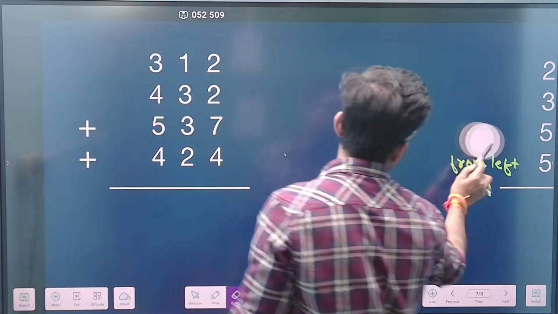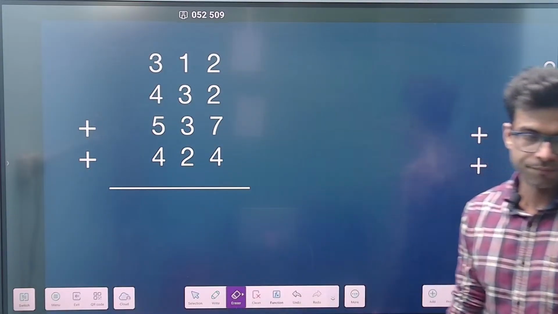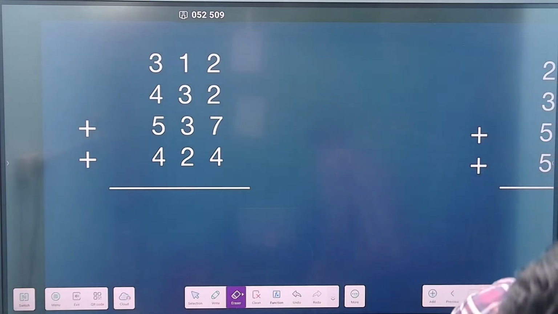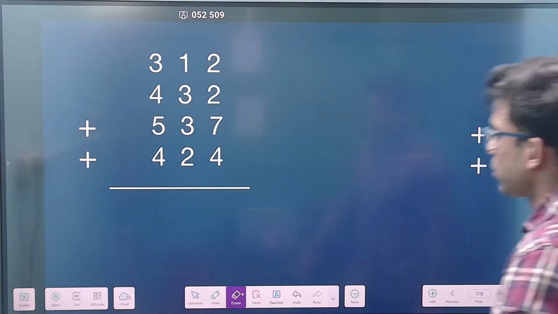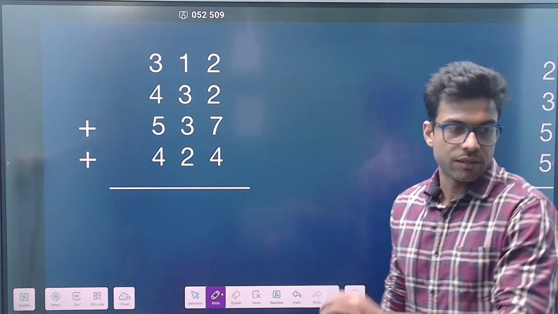Lokesh, can you add this number? Clear, okay, very good, Rahul. Can you add this number? Come on, the way which I taught you. This is the number, the way in which I taught you.